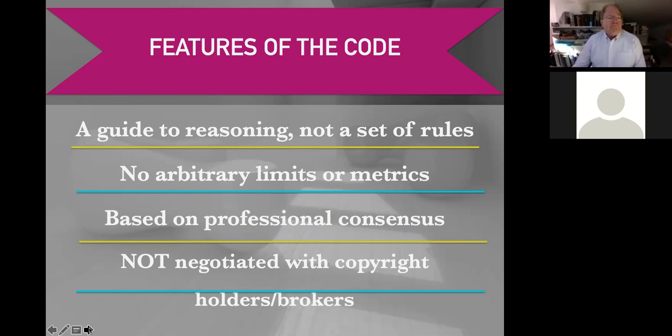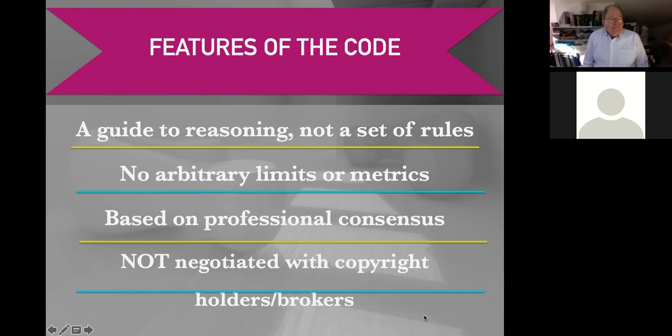The first is that a code of best practices is a guide to reasoning and not a set of rules. And so, when you Google fair use, what you often will find is, I'm afraid, a lot of bad information that is expressed in terms of hard numbers, rules of thumb about how many words or how many pixels can be in your fair use file. These arbitrary limits and metrics can really trip us up.